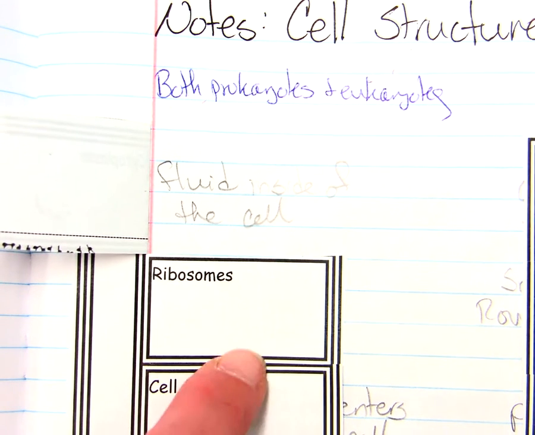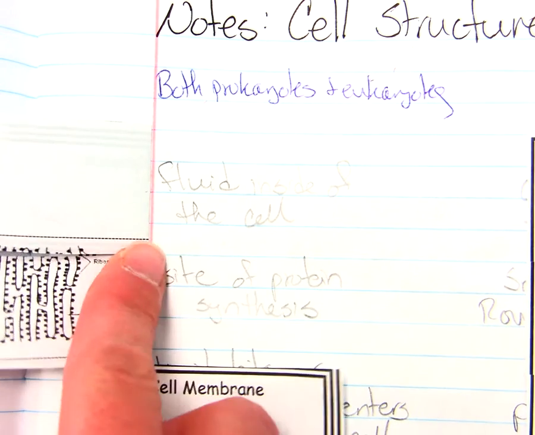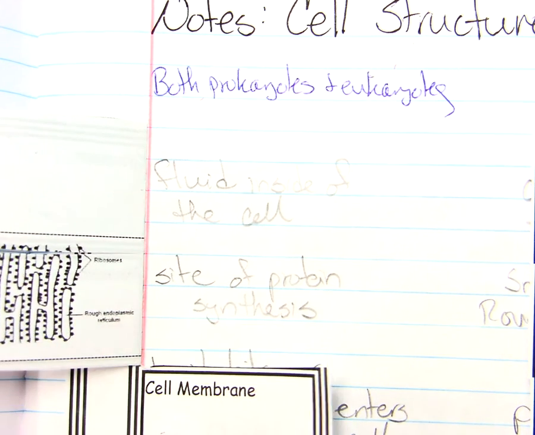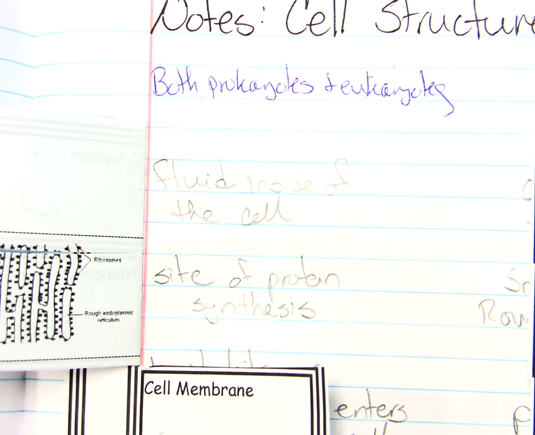Below that, ribosomes. Ribosomes are all these little dots. They are the site of protein synthesis.